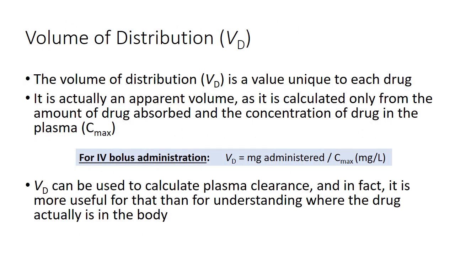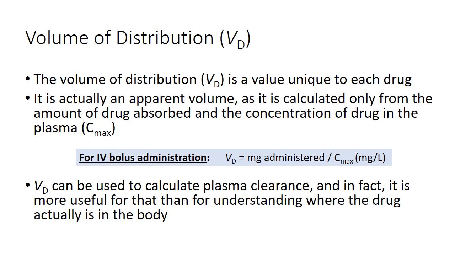So now I want to get into more detail on just the term VD, or volume of distribution. The VD is a value unique to each drug, of course. It's actually an apparent volume, as it is calculated only from the amount of drug absorbed and the concentration of drug in the plasma. So what I mean by that is the only thing you need to know to calculate that value is how much drug you gave and how much of it was absorbed. If it's IV, right, then 100% is absorbed, immediately.